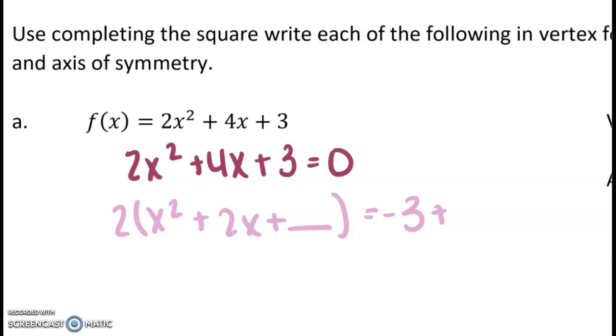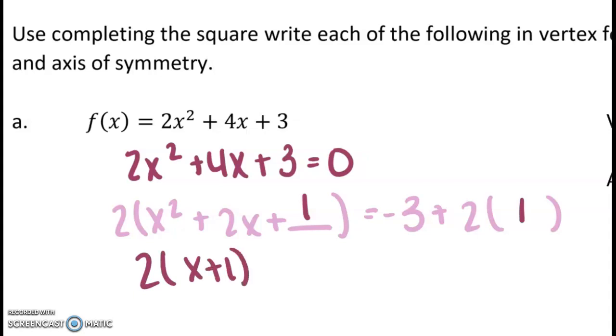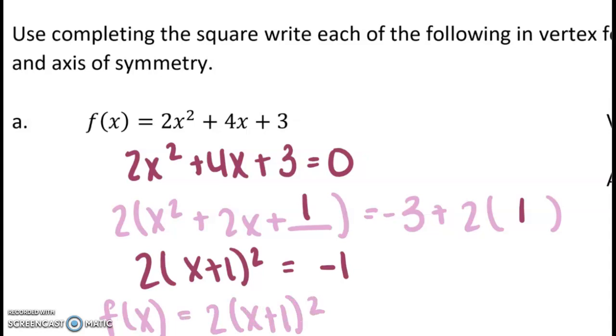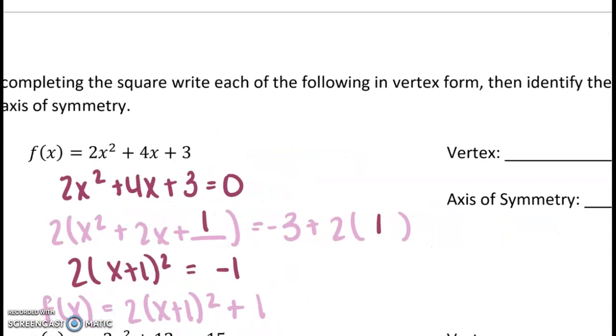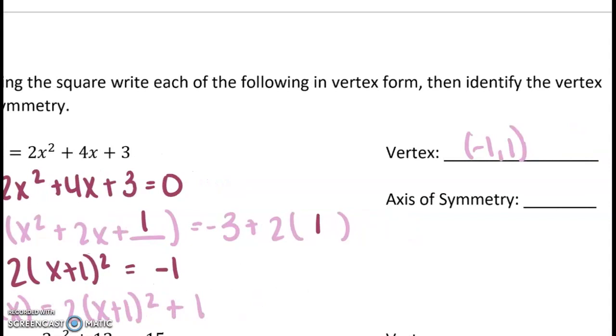I also need to remember that I'm adding something here. So b divided by 2 and squaring it, I have 1 and I have 1. So 2 times x plus 1 squared equals -1. But again, I set this equal to 0, so I need to move that 1 back to the other side. So I have f of x equals 2 times x plus 1 squared plus 1. So then my vertex there is -1, 1, and my axis of symmetry is x equals -1.